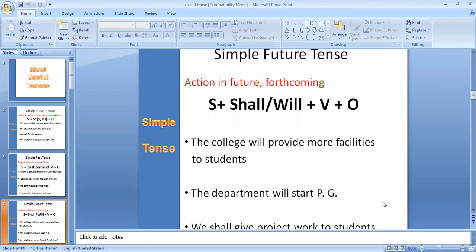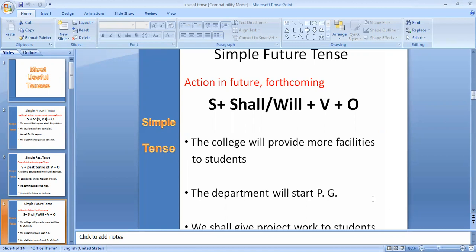Good. Second example. Come on, read, Jadhav. The department will start PG. Okay. Subject: the department. Verb: will start. Very good. Will start is verb and PG is object.